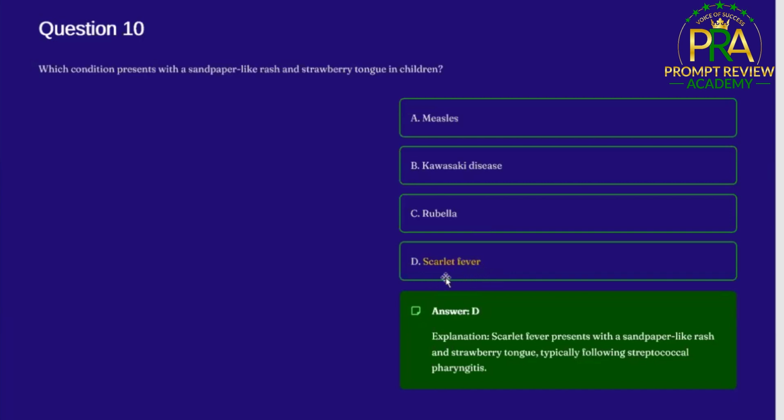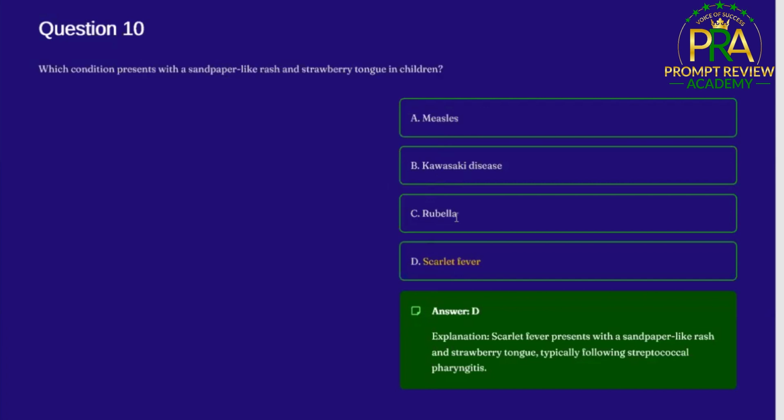Remember when I differentiated between scarlet fever and Kawasaki disease, I said that both of them have strawberry tongue, okay? And desquamation of the skin, like their skin is peeling. But the difference is in scarlet fever, they have sandpaper rash. And Kawasaki disease is the only condition in which we are allowed to use aspirin in children.